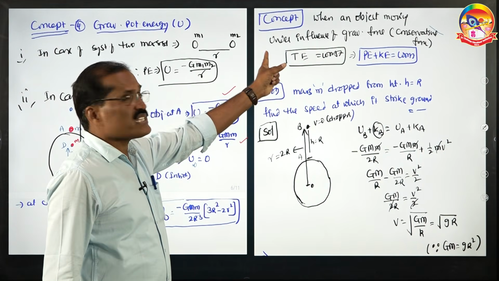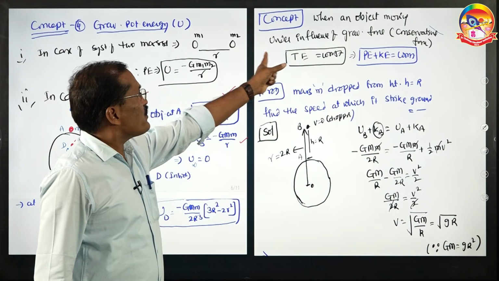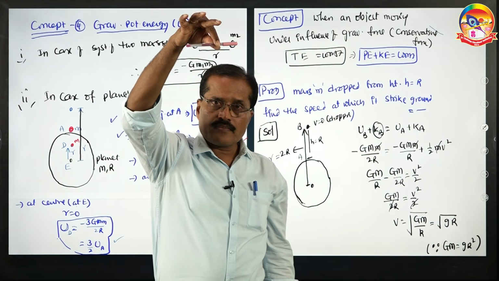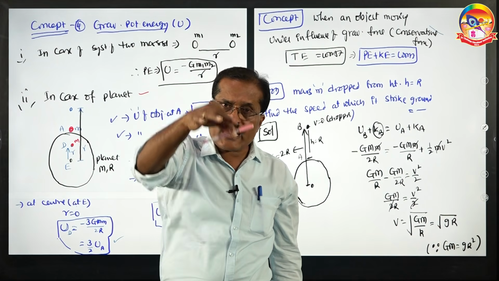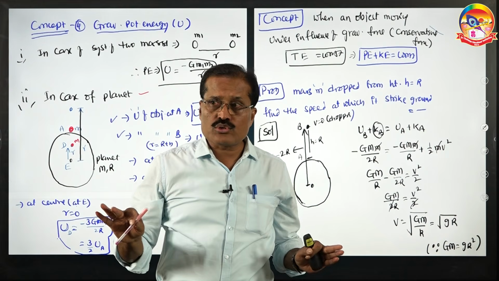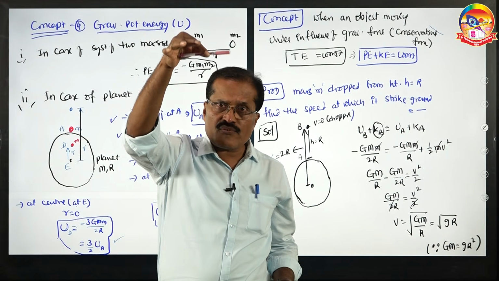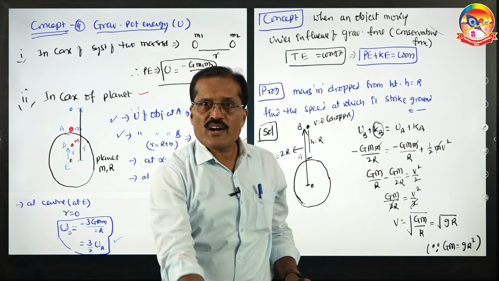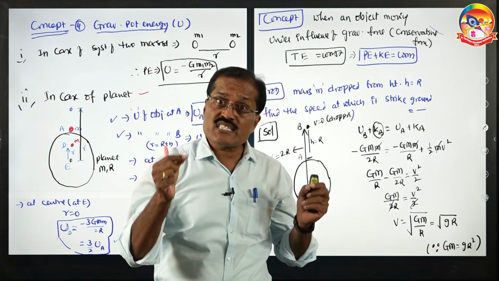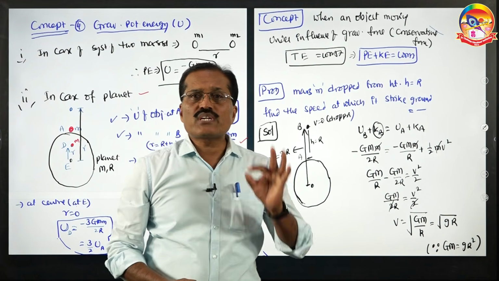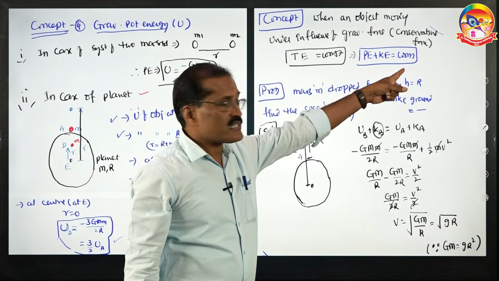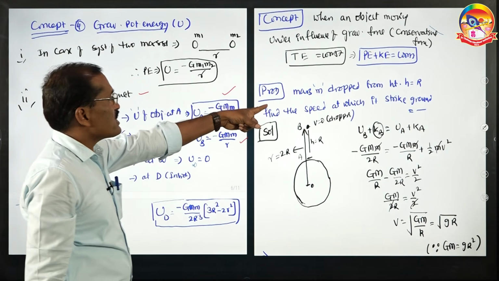Whenever the object is moving under the influence of gravitational force only, this is one concept. For example, if this object is dropped, it is moving under the influence of only gravity, assuming that buoyant force and viscous force are ignored. Whenever the body is falling under the influence of gravity, or if a body is projected vertically up, in both cases the body is moving under the influence of only gravity. In that case, the total energy remains constant: mechanical energy is constant, potential energy plus kinetic energy is constant. And based on that, we have a certain question here.